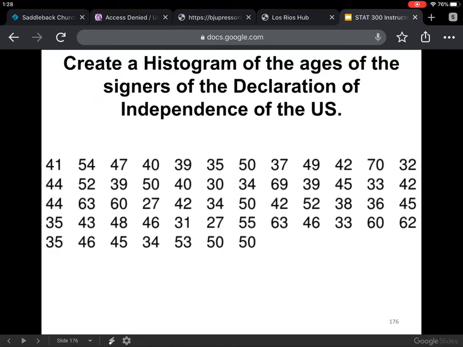Some of them were lawyers, of course, that were very young. But go ahead and make a histogram. Pause the video, collect your data, put them in a frequency distribution table. Under the frequencies, count them up, make the frequency distribution table, and then create the histogram based off of that table. Go ahead and pause the video and try it.